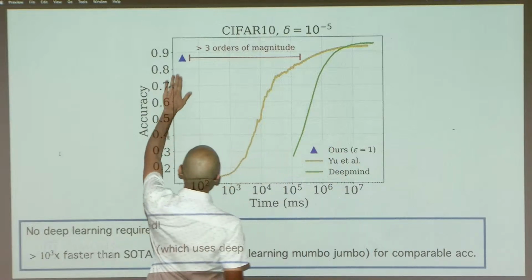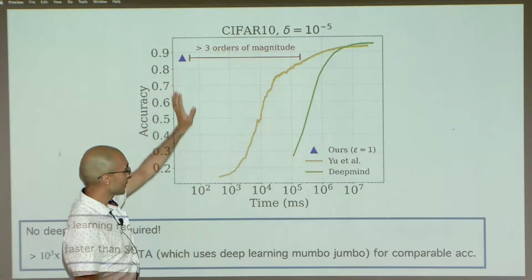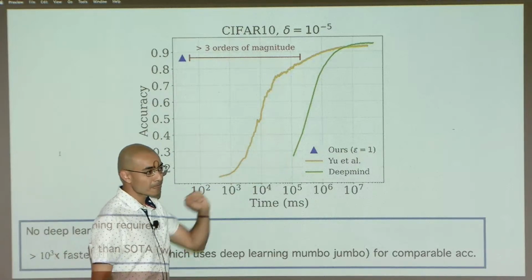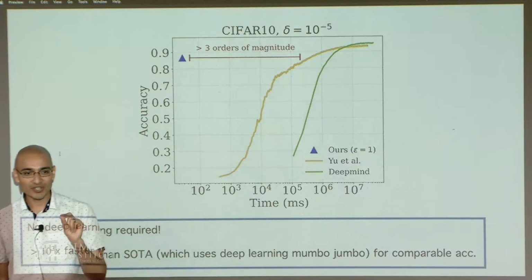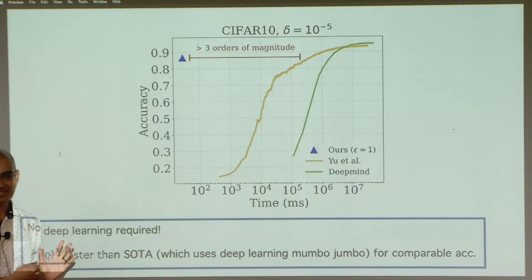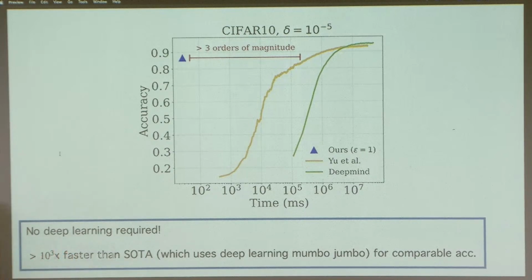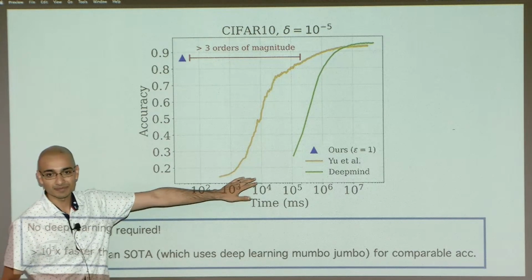So this blue triangle is our algorithm. Now, what are these two curves? There's another way to do differentially private image classification, which is you just train a neural network to be differentially private. So what you do is at every step, instead of doing gradient descent, you do private gradient descent. But the thing about private gradient descent is it takes a long time. You have to take a lot of iterations for it to output a good answer. So it's very, very costly in terms of time.